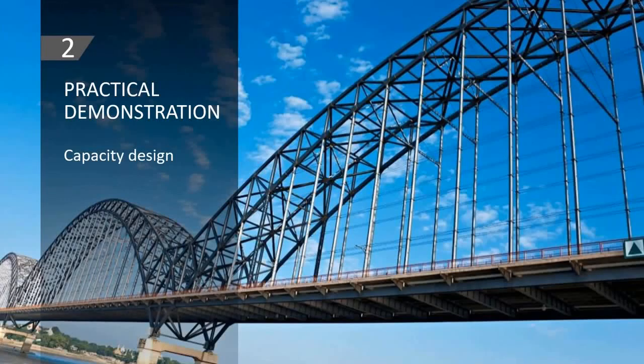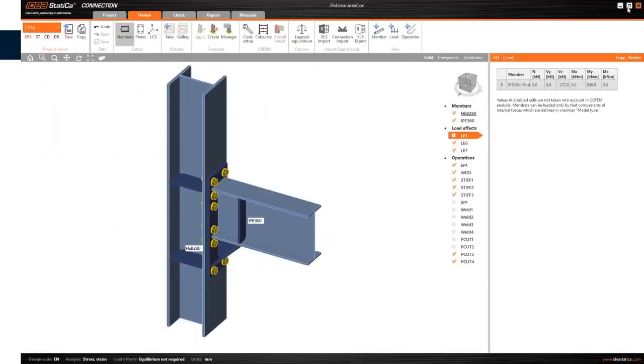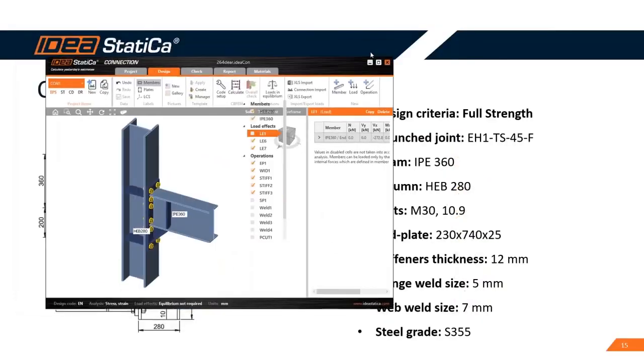And now let's proceed to the practical demonstration of our capacity design. I prepared for you this kind of pre-qualified joint. It's a beam connection to a column, and I have it open here. So let's proceed right into the application.